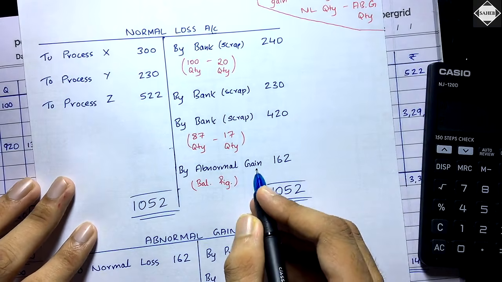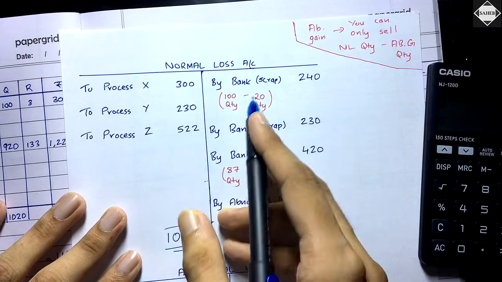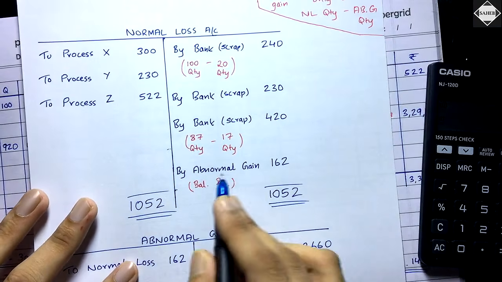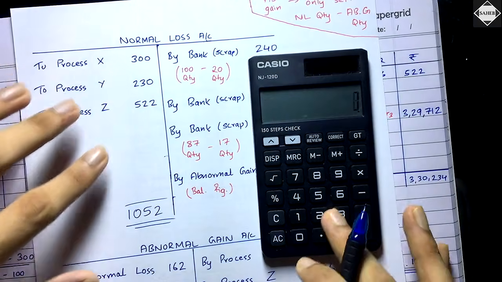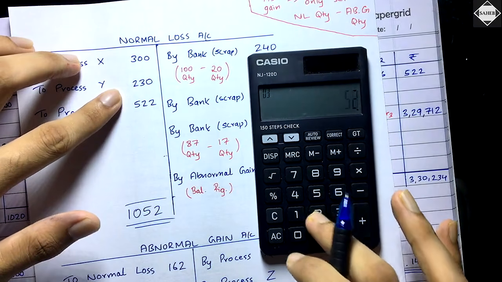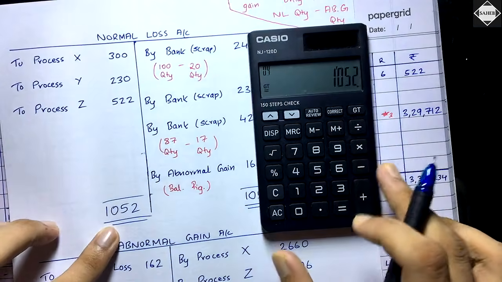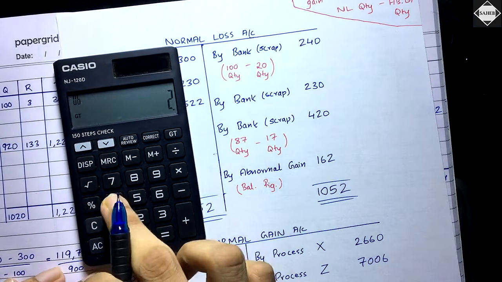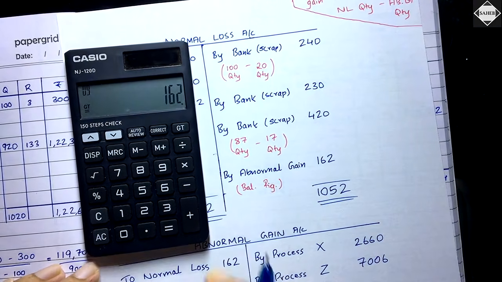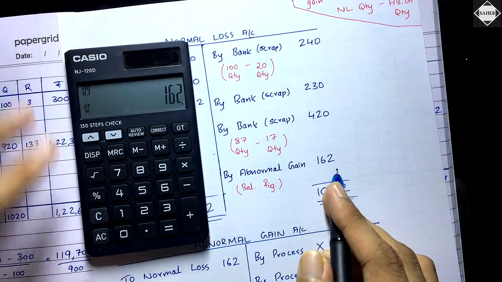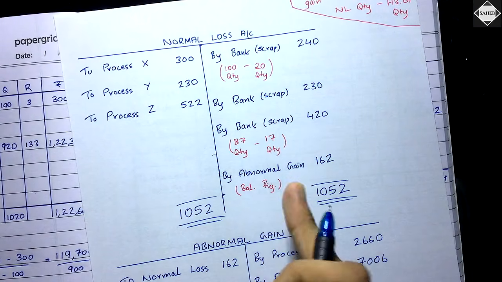Because of abnormal gain, what happened? We couldn't sell the entire quantity. These were estimated ones, and we could sell only the actual ones. So because of abnormal gain, a balancing figure is coming: 162. See here, add up all the debit side, 300 plus 230 plus 522, that's equal to 1052. So 1052 minus 240, minus 230, minus 420, then 162 is your balancing figure on the credit side. So that would go to abnormal gain, because abnormal gain is bringing the difference here.